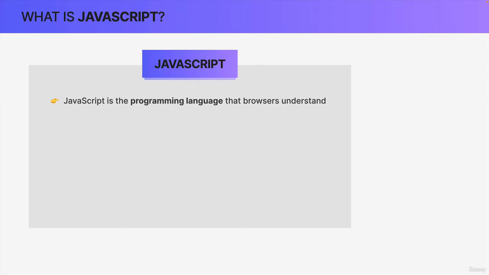So JavaScript is the actual programming language that web browsers understand. Because, as I mentioned before, HTML and CSS are not real programming languages. They're more like markup languages. But JavaScript actually is a programming language, and it's also the third core technology of the web. But what does programming language actually mean in this context? So what is JavaScript actually used for?